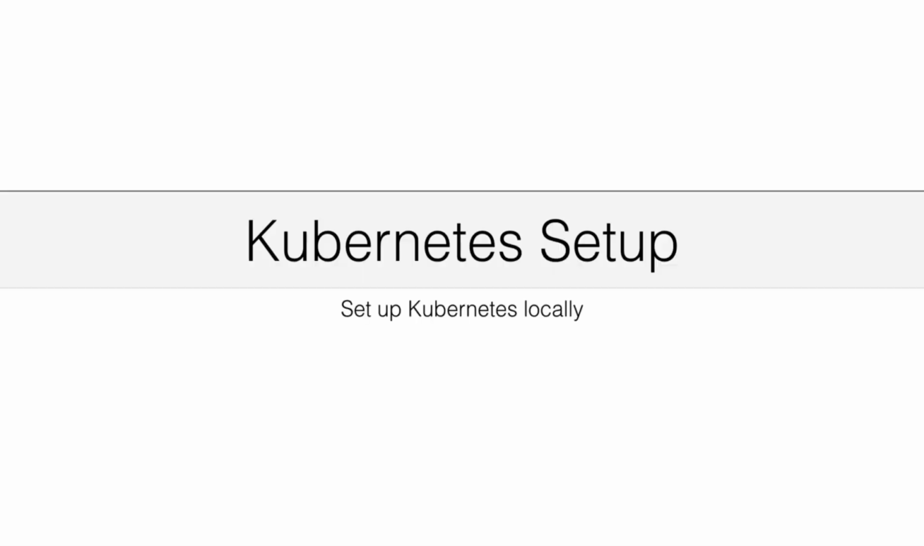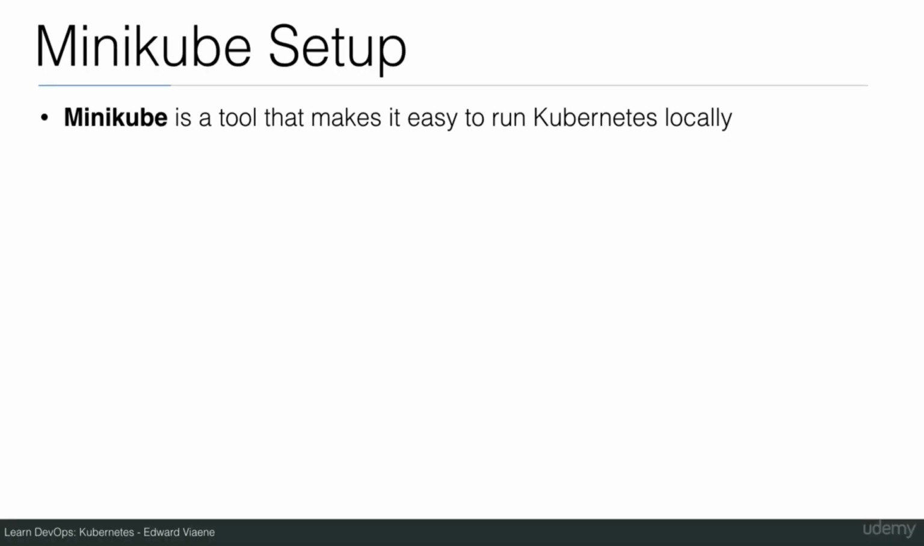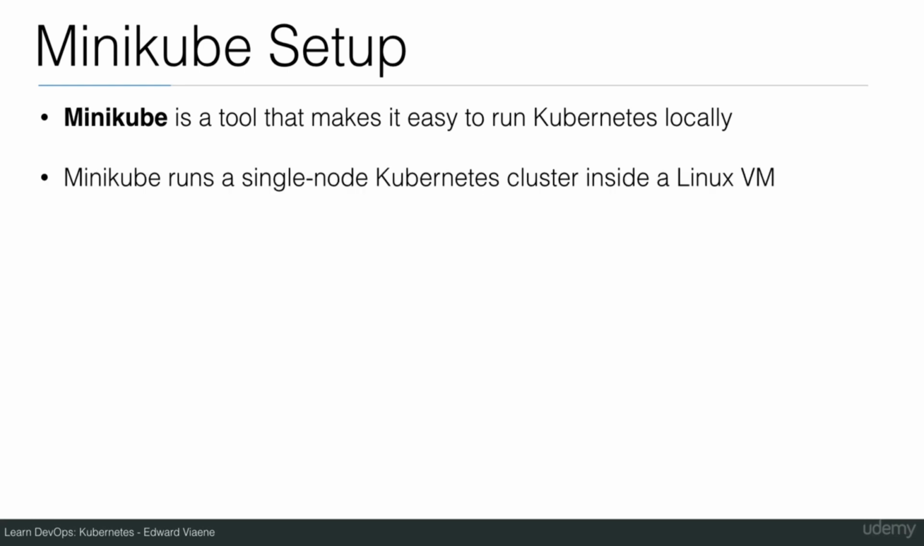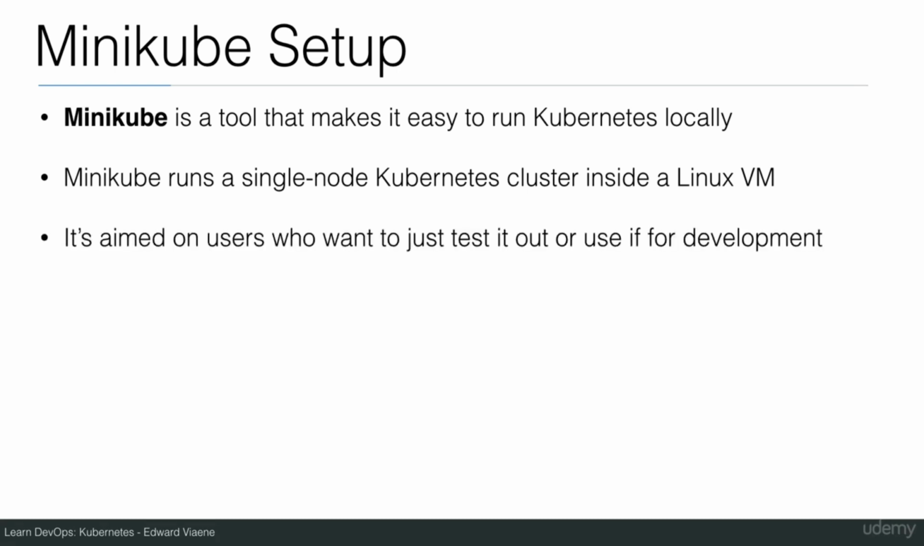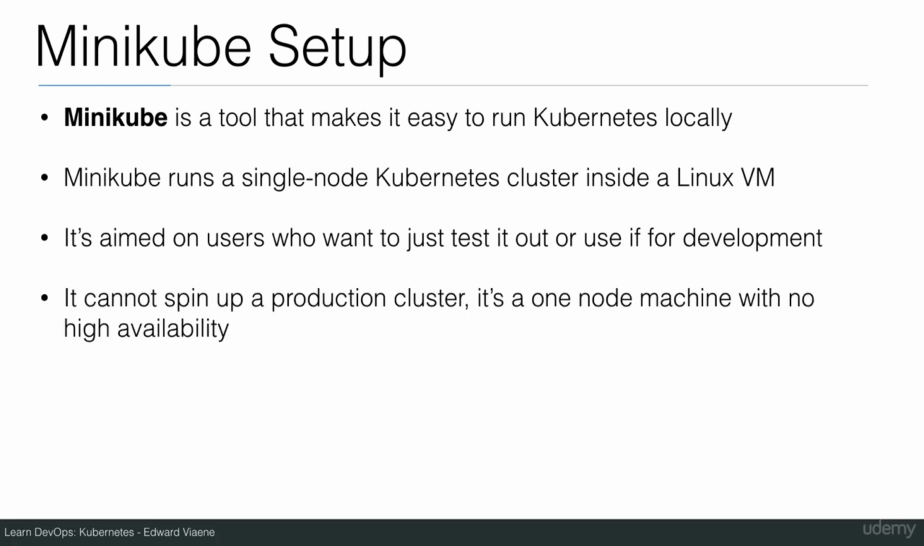Let's set up Kubernetes locally using Minikube. Minikube is a tool that makes it easy to run Kubernetes locally. Minikube runs a single node Kubernetes cluster inside a Linux VM. It's aimed at users who want to just test it out or use it for development. It cannot spin up a production cluster. It's a one-node machine with no high availability.